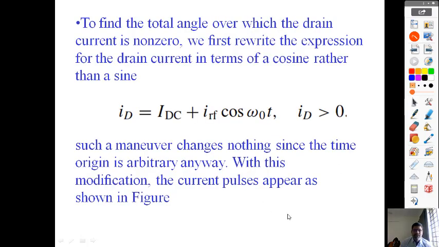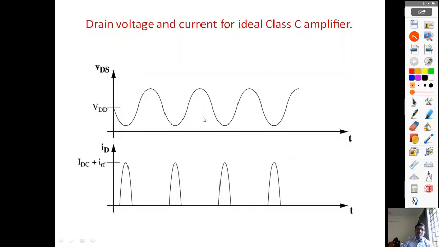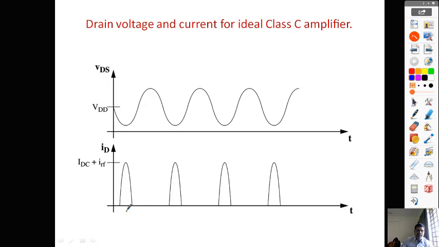To find the total angle over which the drain current is non-zero, we first rewrite the expression for the drain current in terms of a cosine rather than a sine. Now we have to compute the total angle over which the drain current is non-zero. Let this be the angle over which the drain current is non-zero. We are going to compute the angle. It is a sinusoidal type.